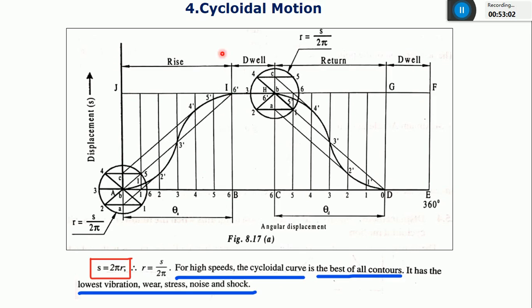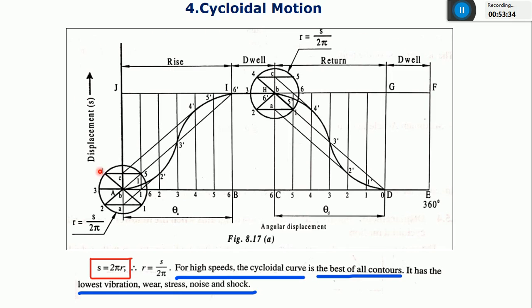The last one is cycloidal motion. Whenever the displacement of the follower follows this type of pattern, you can see it is having a smooth curve. There is no sudden rise of the follower or sudden fall of the follower. So this is nothing but a displacement. It is having a smooth displacement.